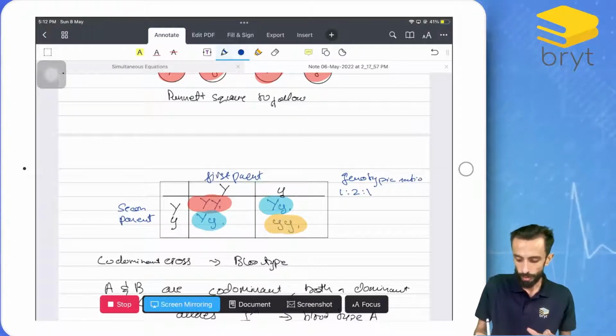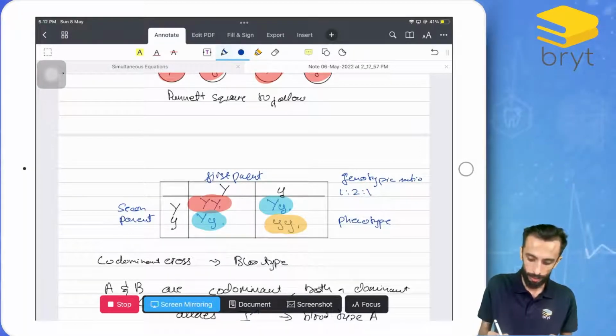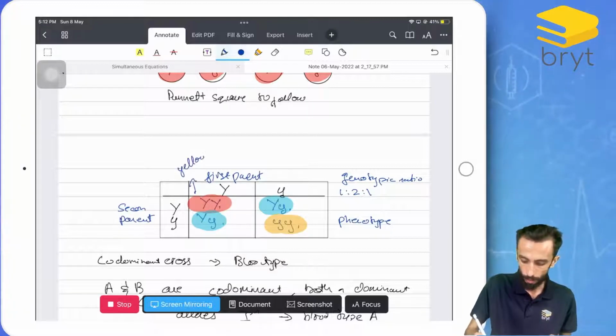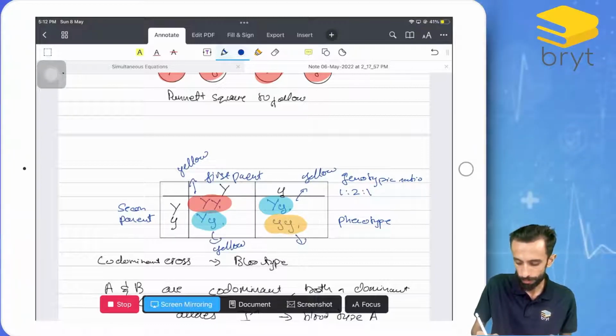But if we talk about the phenotypic ratio, what phenotype basically means is the physical characteristic. We know that this will be yellow, this will also be yellow, this will also be yellow, and this would be green.